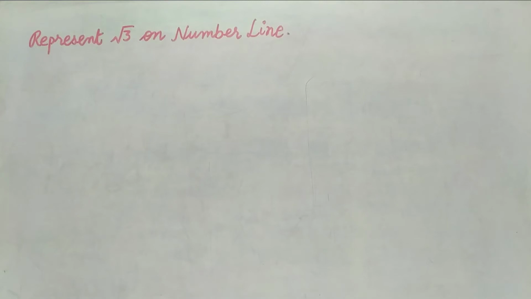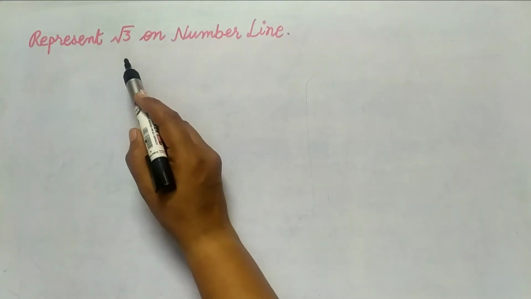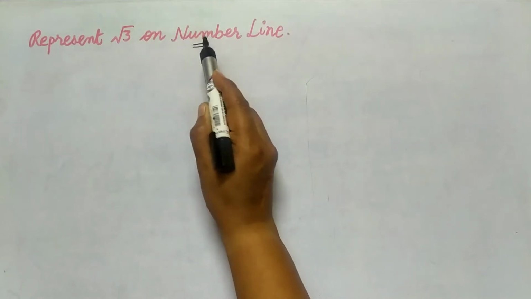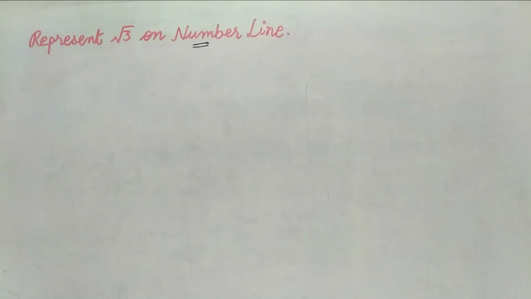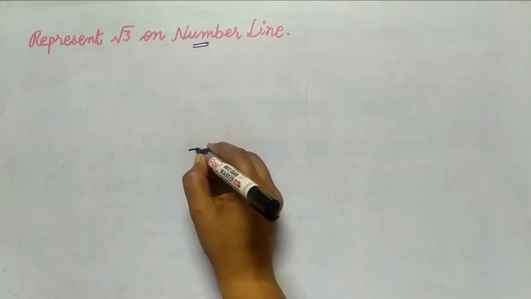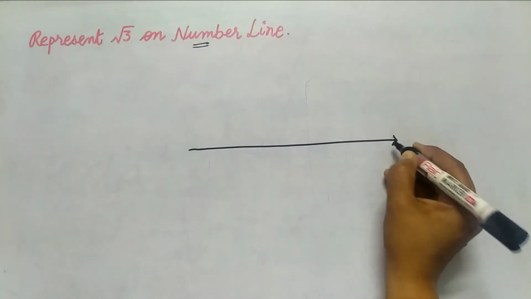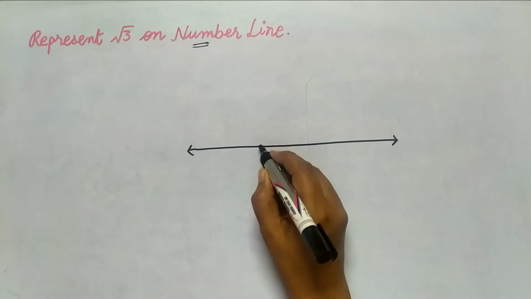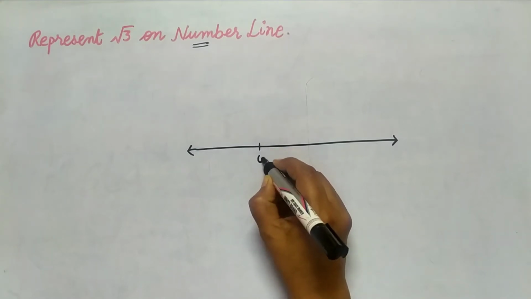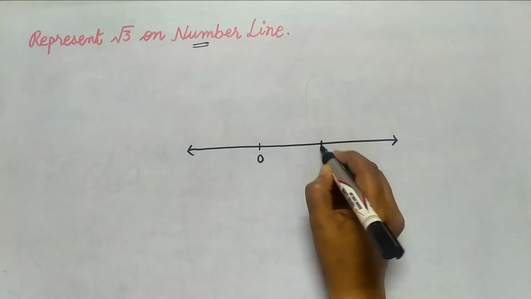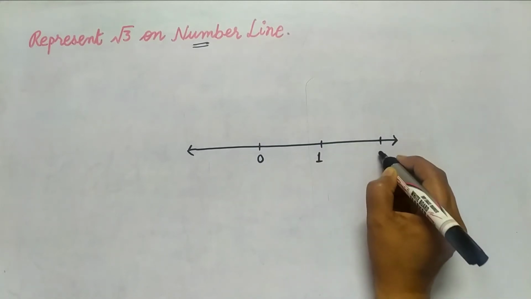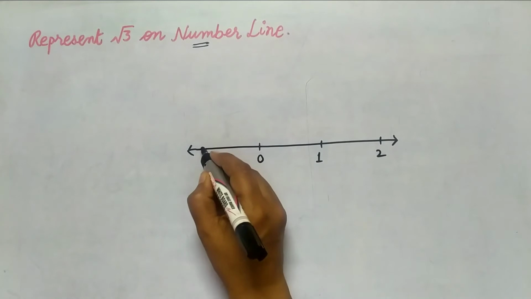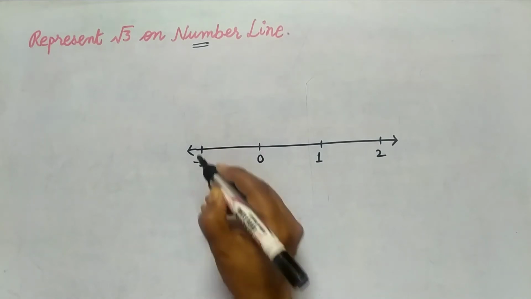Hello friends, today we will learn how to represent under root 3 on the number line. For this, we take a number line like this. It is an imaginary number line with center as 0. This is distance 1, distance 2 on the positive side, and this side is negative, like this.